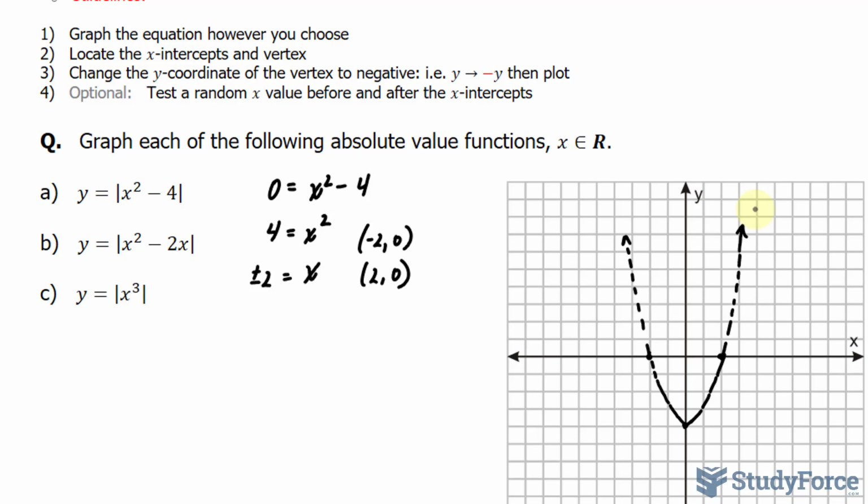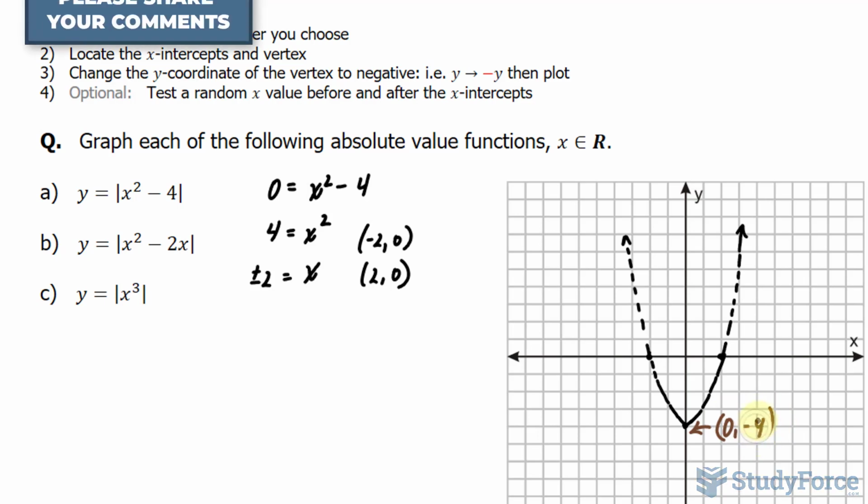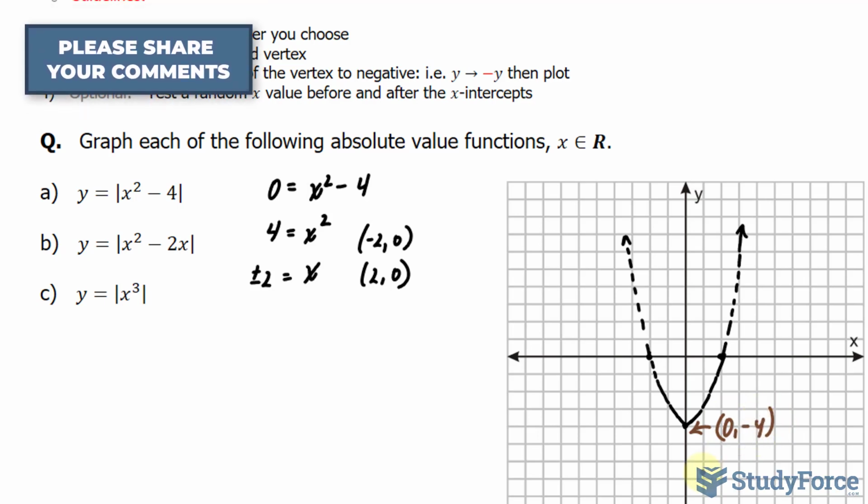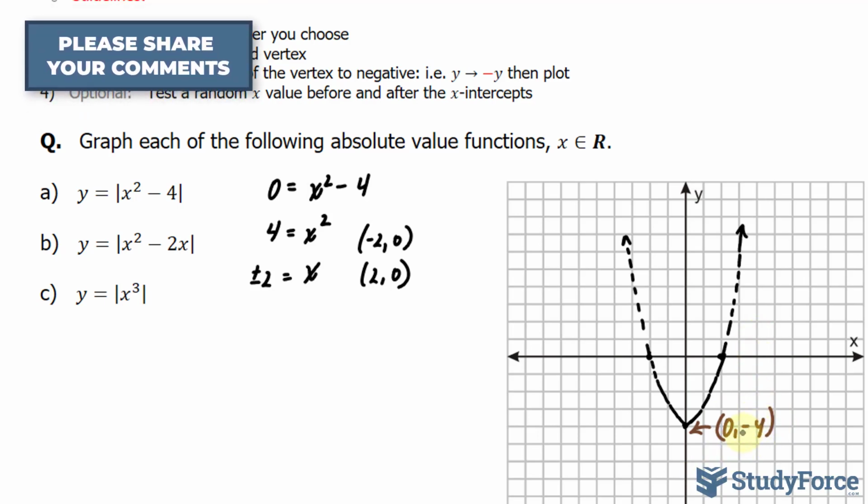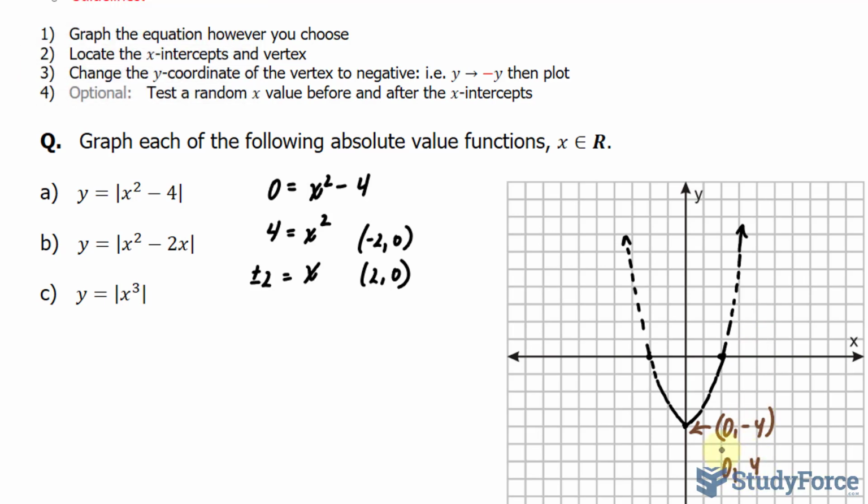In step number 3, they say change the y-coordinate of the vertex to negative. So we have to change the vertex, which is at 0, negative 4, where I multiply negative 4 by negative 1. That makes it positive 4. Therefore, we have a point at 0, positive 4, which is over here, 1, 2, 3, 4. I'm going to explain why I do this in a moment.